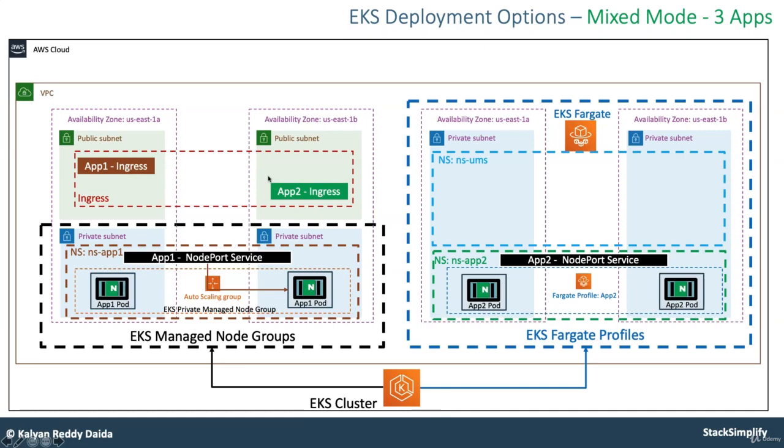Okay, so we have seen the concepts of context path based routing in ALB. But why are we not using it here when we are using these mixed mode deployments? There is a reason for that, so we'll see in the next slide.